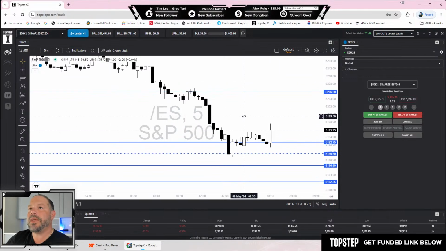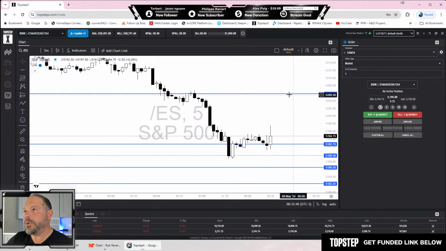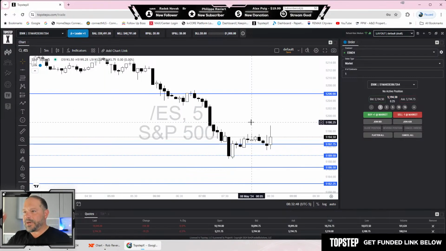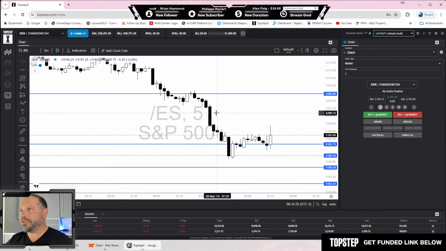What I would like to do after that is identify another 5-minute level. Right here where price action is at, the reason why I would be targeting 5206 is because I don't have any other 5-minute level right here. You can see that price action just went in one direction.